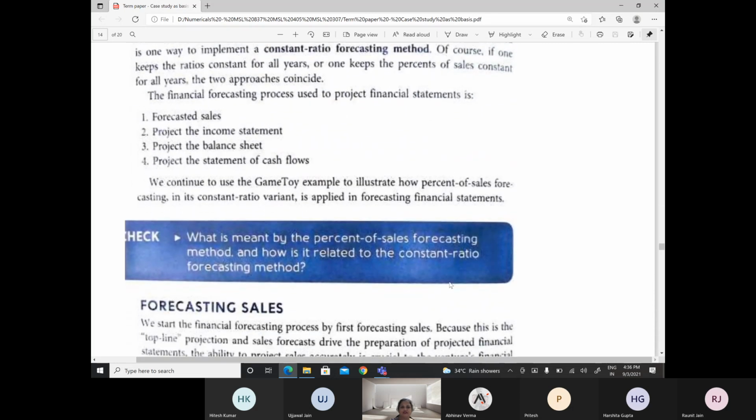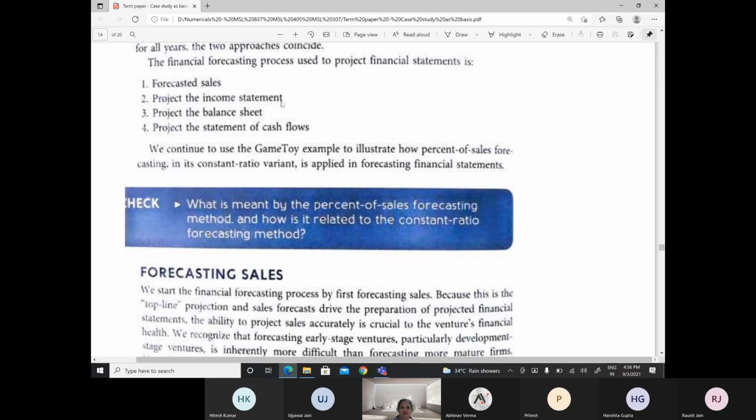So the financial forecasting process which is used is to first forecast sales, then project the income statements based on the sales, then project the balance sheet by adding the net profit coming from income, then project the statement of cash flows. Okay, so we all know this. Let us look at it with the example of Game Toy.